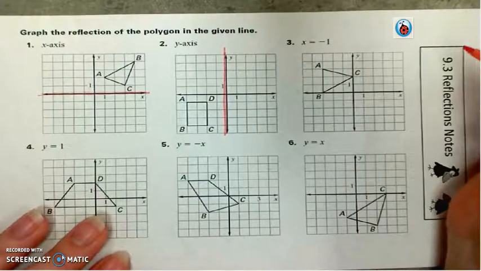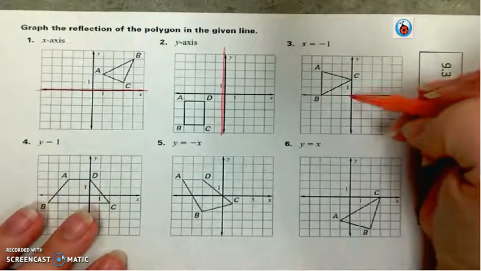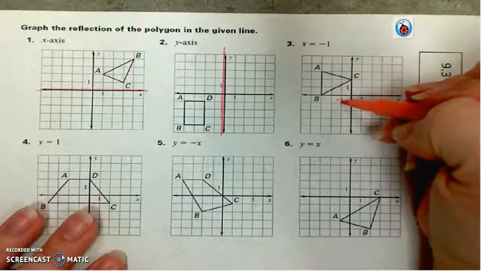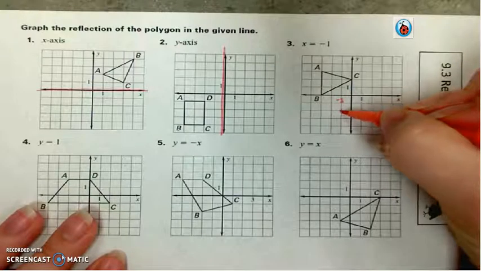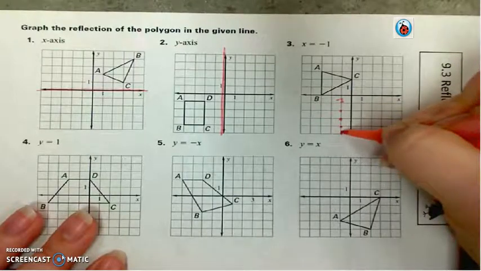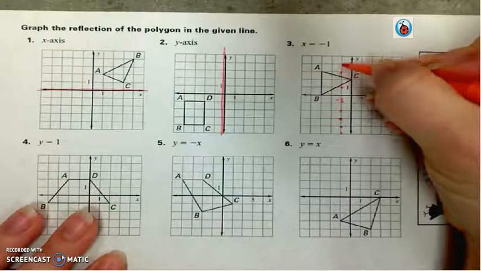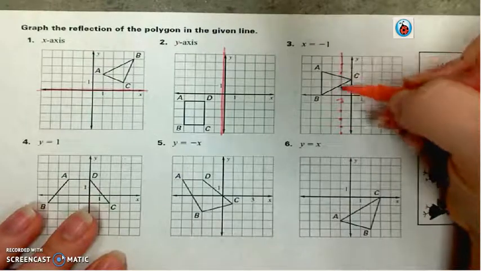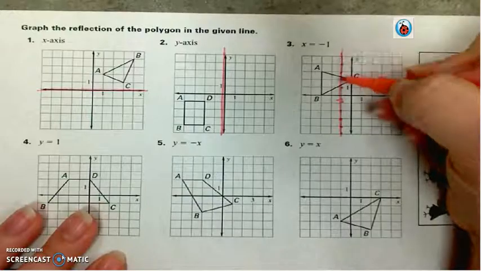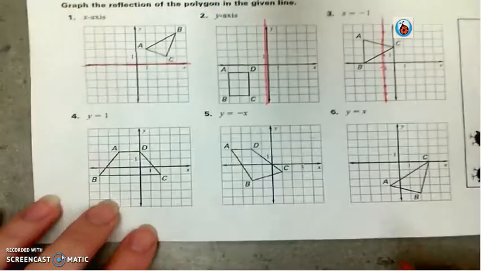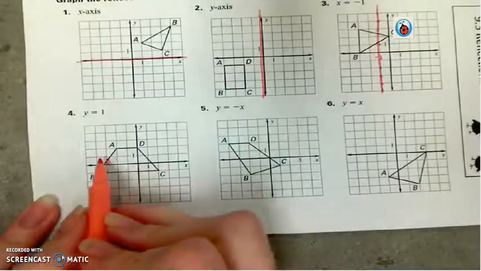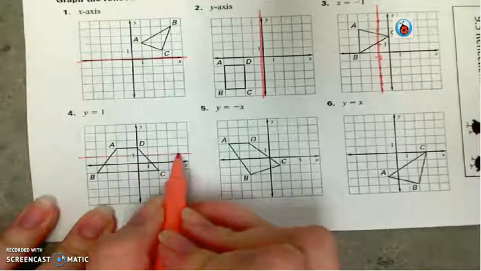The third one, I want to think of all the points that have x values of -1. So that would be all the points back here, all the points up here have x values of -1. It's actually a vertical line. Number 4, y values of 1 are all right up here.